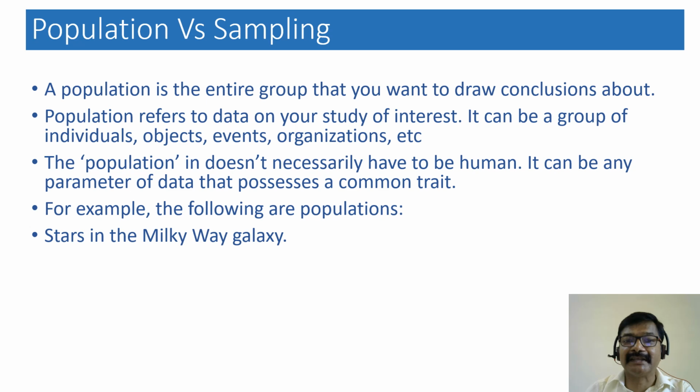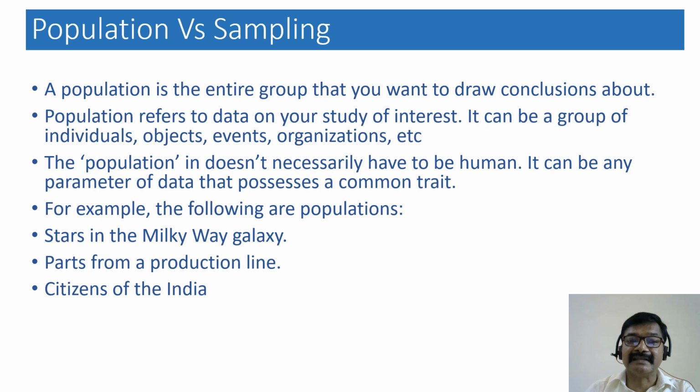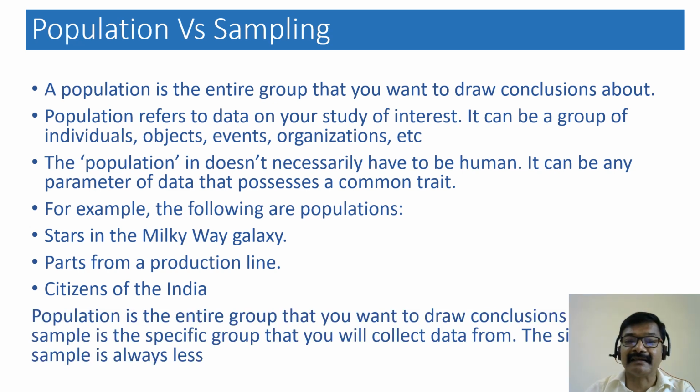If you take an example, then things will be more clear. Stars in the Milky Way galaxy, this is a population. Then parts from the production line. Then citizens of India. Now it is very difficult to measure the population parameter because of constraints. Even practically it is not possible.